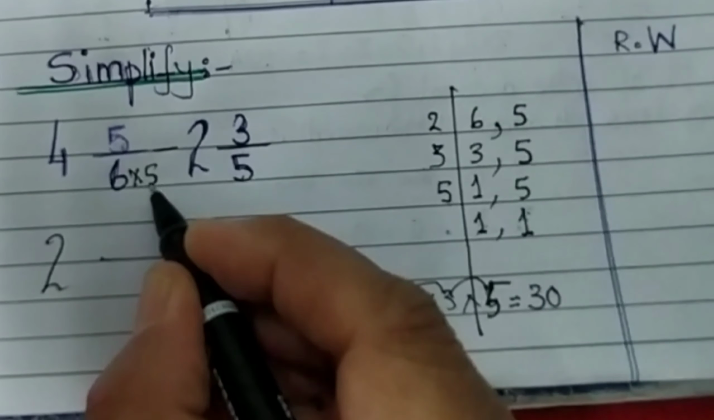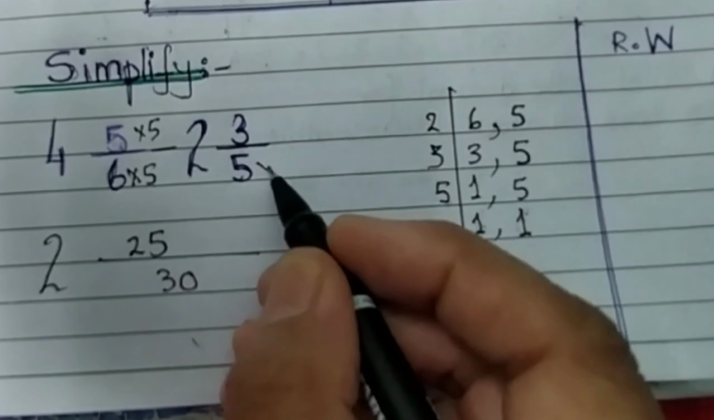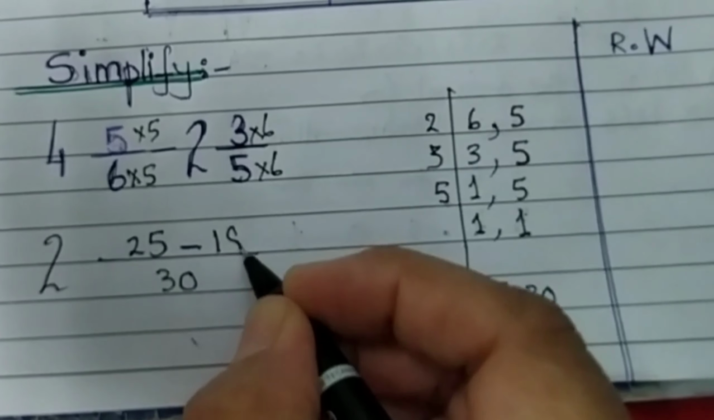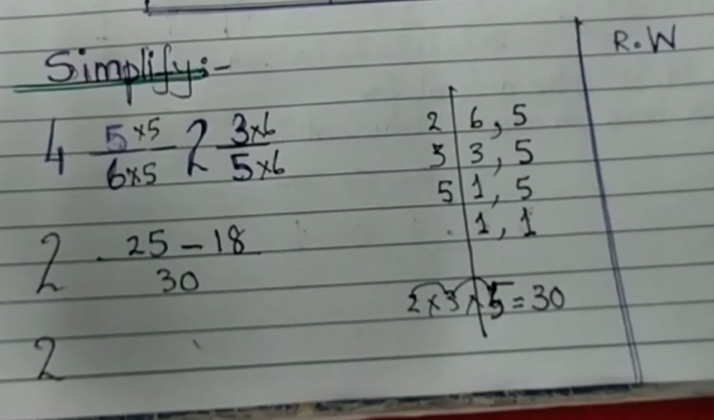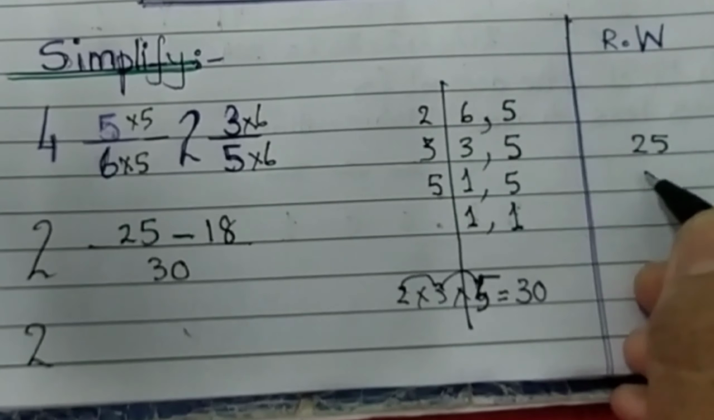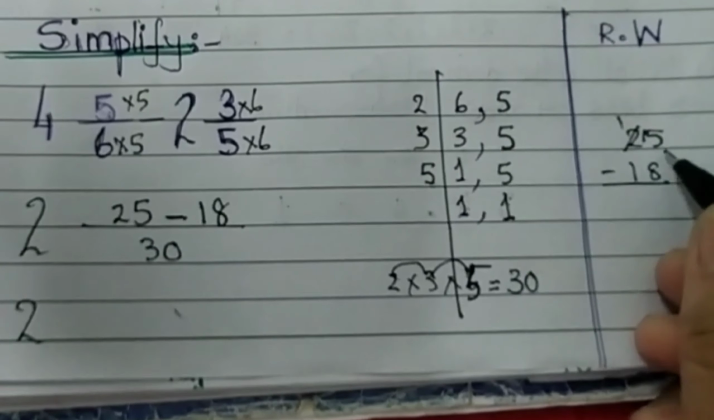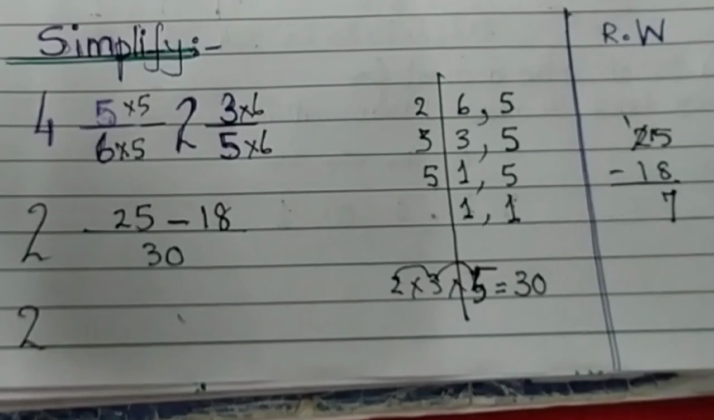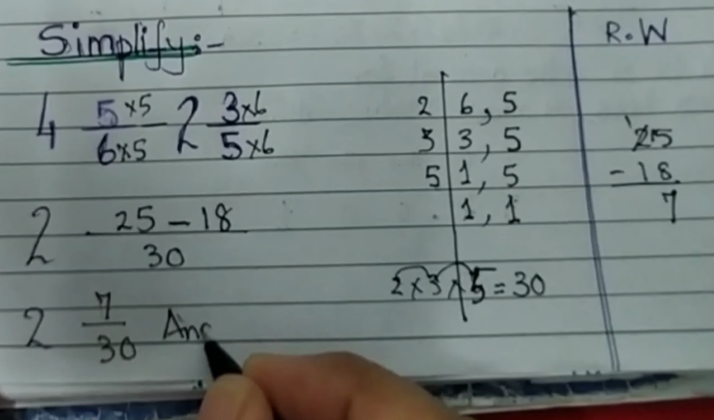6 times 5, 30. 5 times 5, 25. Whatever we write down here goes up here. 5 times 6, 30. So 3 sixes are 18, put the minus sign. What do we get when we minus 25 minus 18? If you feel you might go wrong, you can just do the working like this. 25 minus 18. I'm going to borrow a number, and I get 15 minus 8 gives me 7, and 1 minus 1 is of course giving us a 0. So 7 upon 30. 2 whole 7 upon 30 is the answer.